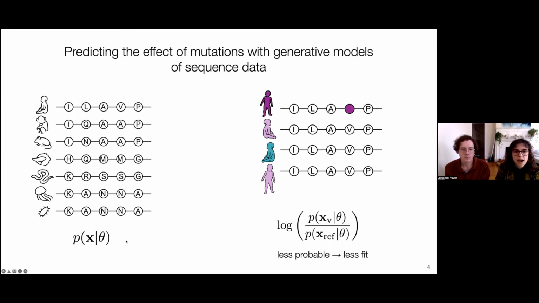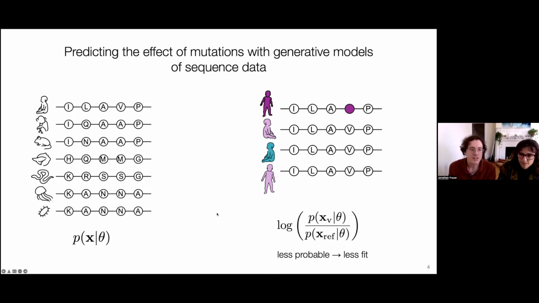So here I wrote P of X given theta, where X is the sequences and theta is just the parameters of the model. Once we have such a generative model, once we have the model of the distribution of the sequences, then we can query: if a new sequence we haven't seen before, say from a patient with a mutation that we want to know the effect of, what is the probability of that sequence according to our model? And the idea is if the sequence is less probable, it's probably less fit. And therefore we have a notion of fitness, and this log odds ratio will come up, you will see it throughout the talk very often. That is basically just the probability of the variant or mutant sequence over the probability of the reference sequence according to our model.